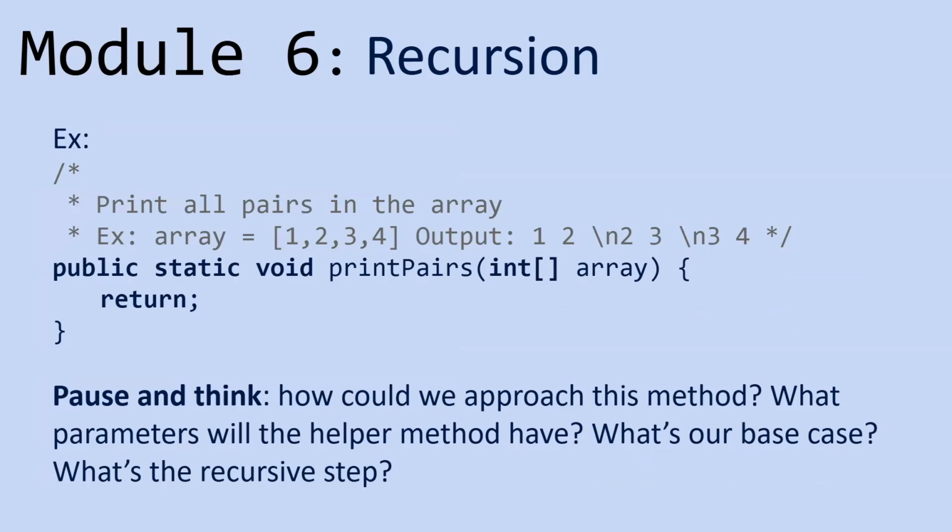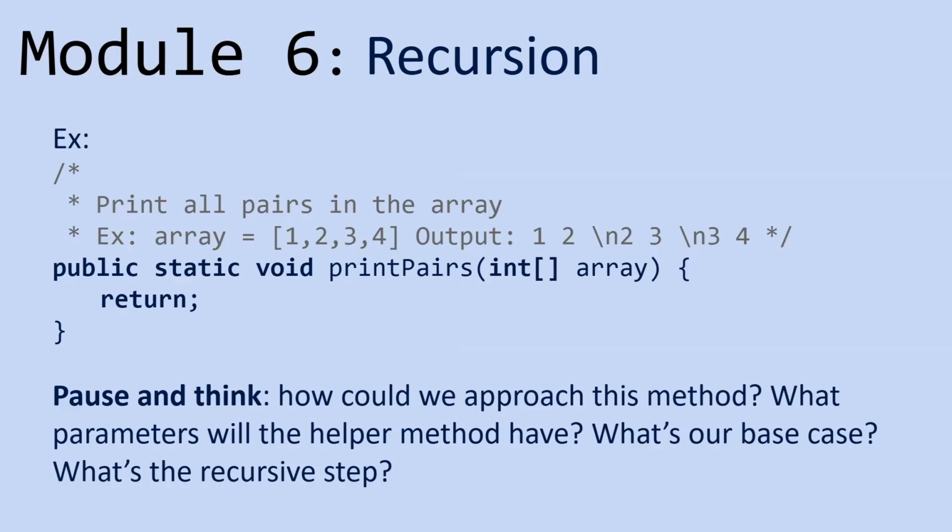All right, so here's an example of a situation in which we would need a helper method. Let's say we have a test suite for print pairs and we can't change the parameters that print pairs has. But we want to print all the pairs in the array. So for example, if we had an array just filled with 1, 2, 3, 4, then we want our output to be 1, 2, and then backslash n just means it's on a new line. I don't have enough space to put everything on its own line, but it would be 1, 2, new line, 2, 3, new line, 3, 4. So it prints each pair on a new line with a space in between.